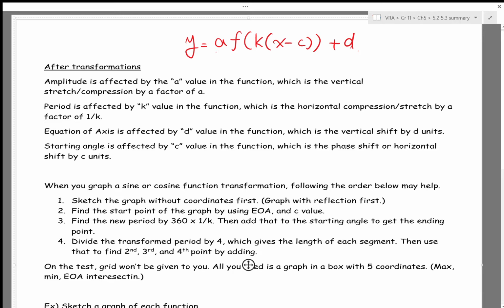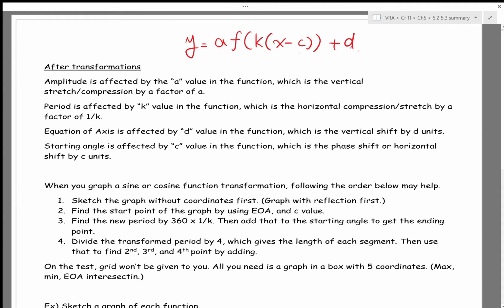So remember, the A represents the vertical stretch or compression, and it also represents the vertical flip or reflection on the x-axis. K is the horizontal stretch or horizontal compression, and the reflection along the y-axis. So it's rotating this way, right?